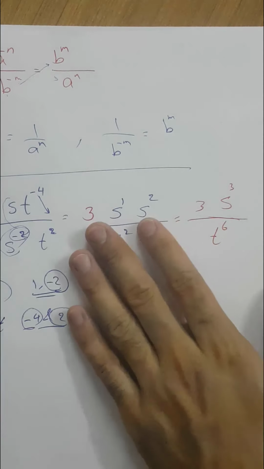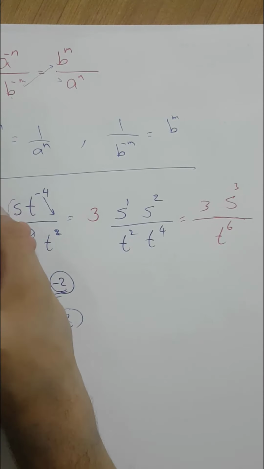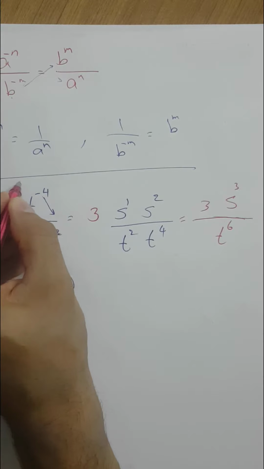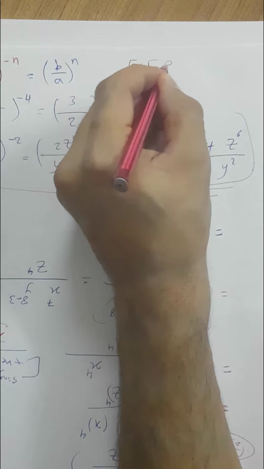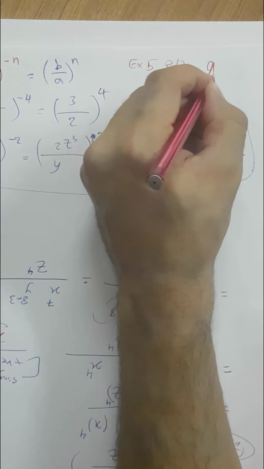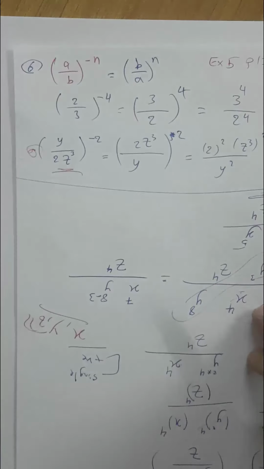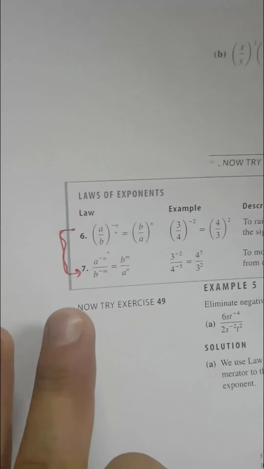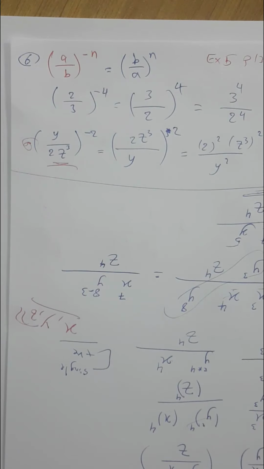I solved example 5 on your page 13. This is part B, and previously I solved part A for you. Why didn't I mention that? Because I want to teach you how to use these properties without memorizing. That's really very important for us.